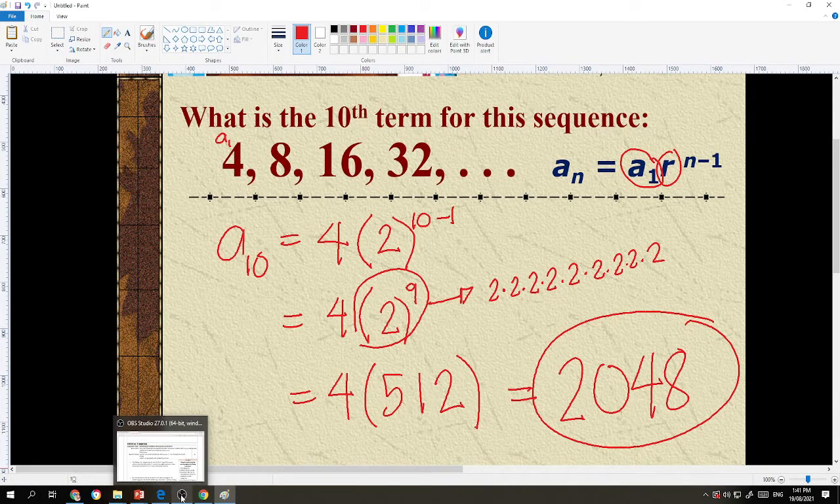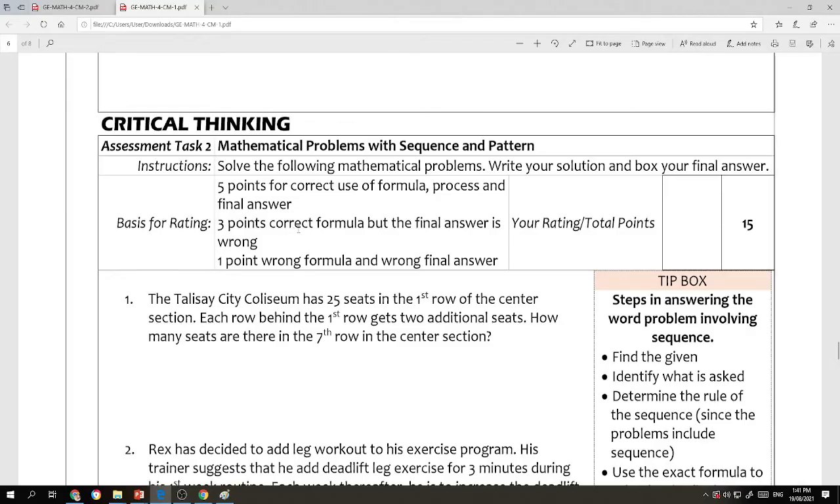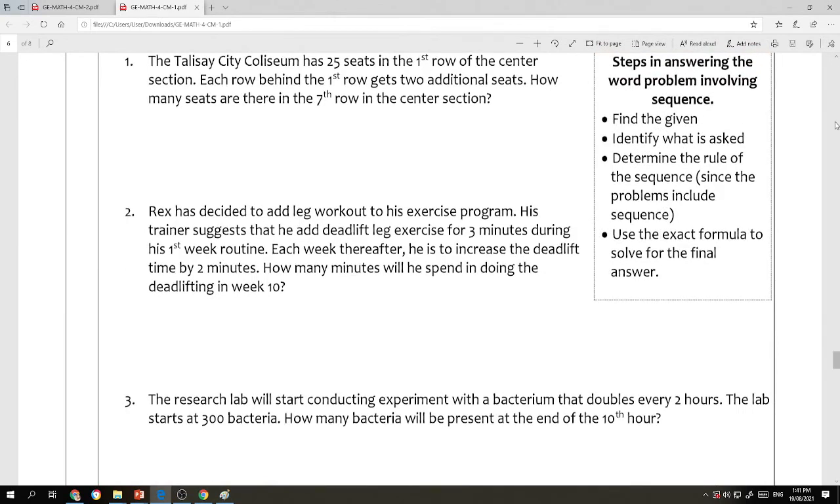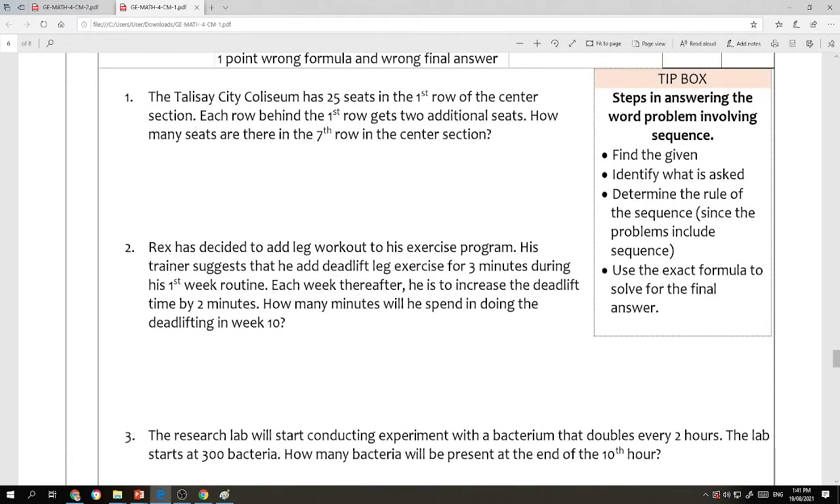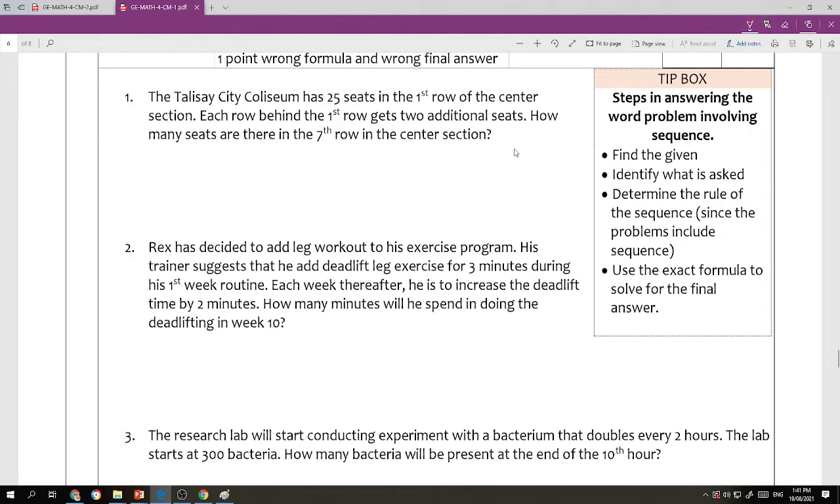Now, adto na ta sa tuang dere. Let's go to critical thinking. Tanawan ninyo ang problem number 1. Atong i-discuss ha para na may idea. Problem number 1. Talisay City Coliseum has 25 seats in the first row. This is very, very similar. Unsa may gipangitaan ni A sub n or S sub n? A sub n. Ang gipangita nato diri ha kay A sub 7.